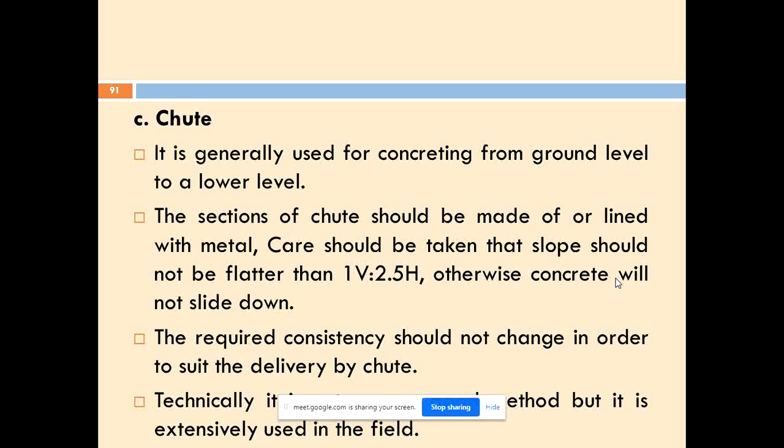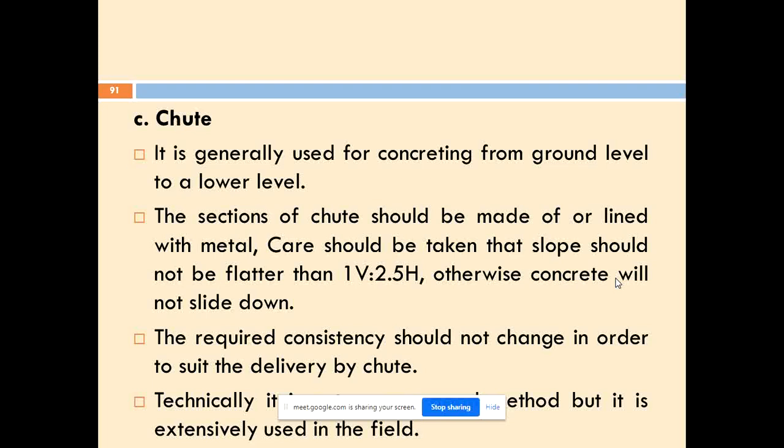In order to get good homogeneous concrete from the mixer to the place where it has to be transported, the slope of the chute should be 1 vertical to 2.5 horizontal. Otherwise, if you don't follow this slope, the concrete will slide down and there are more chances of the concrete segregating. Technically speaking, you should not change the consistency by adding more water so that the concrete slides neatly down to the place where it has to be transported. We should not change the consistency by adding more water to it.